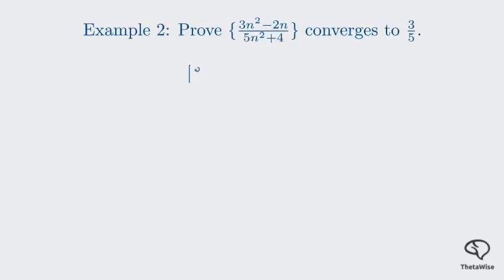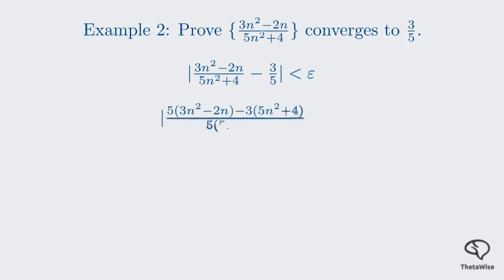In our next sequence convergence example, we'll encounter a common hurdle, which is a quadratic term in the denominator. Let's prove that the sequence with the nth term 3n squared divided by 5n squared plus n converges to 3/5. As always, we set up our target inequality and start simplifying. The absolute value of our nth term minus the limit must be less than epsilon.